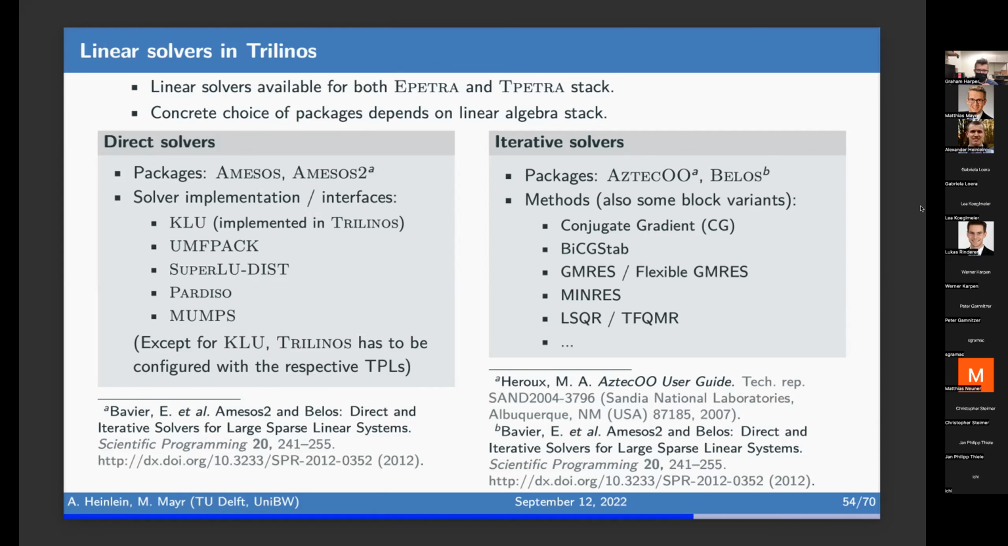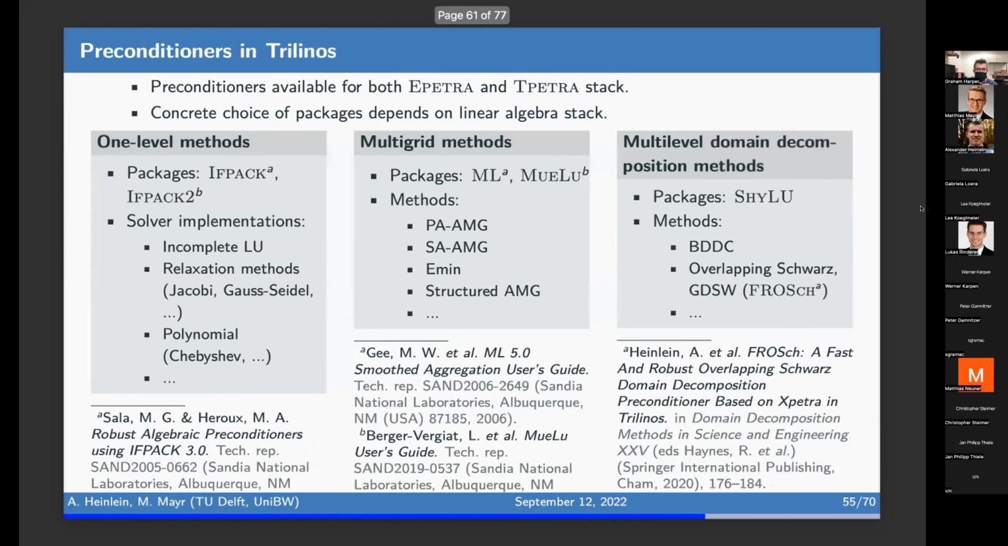So you have really two different choices, but on top of that, you also have many, many choices for preconditioning. This is also the other thing that'll help with the scalability of your problem. So if your problem doesn't scale necessarily well to begin with, then you might also try to find some clever preconditioning techniques. Again, these things are available in both ePetra and tPetra stacks.